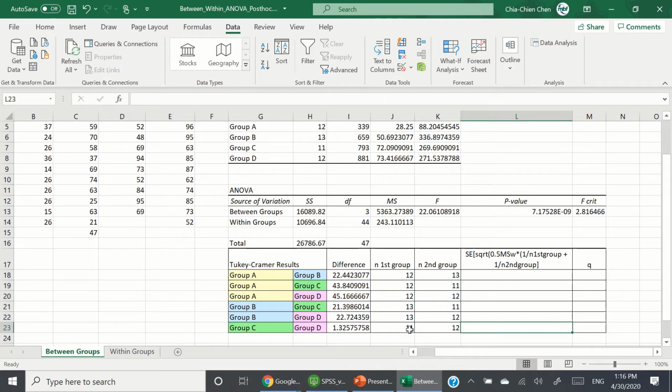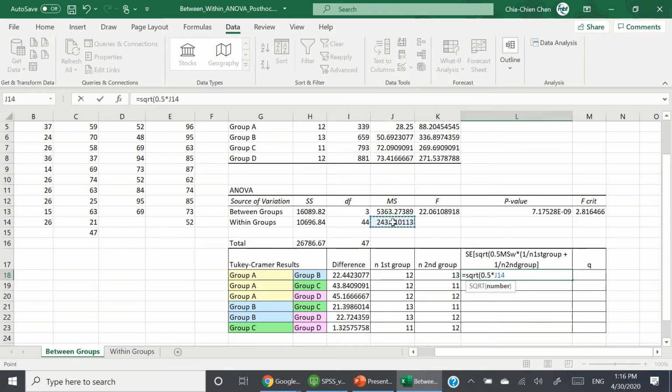Okay. And the next thing you need to calculate is the SE, the standard error. So now I give you the formula here. It equals the square root of 0.5 times the mean square within, which is going to be this number, okay, 0.05 times this number.